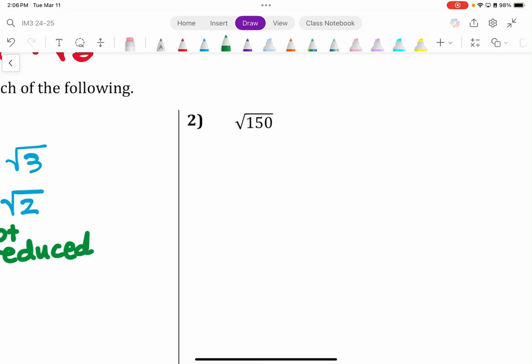150. We're going to do the same process here of trying to make one of these a perfect square. Once again, at least one of these factors should be a perfect square. So look at your list of perfect squares and tell me which one do you think could work here. Go ahead, Noah.